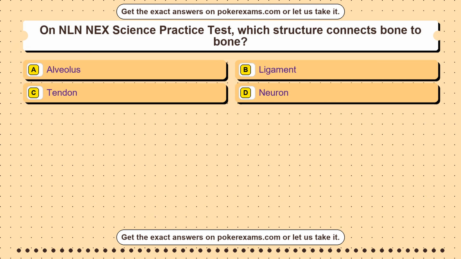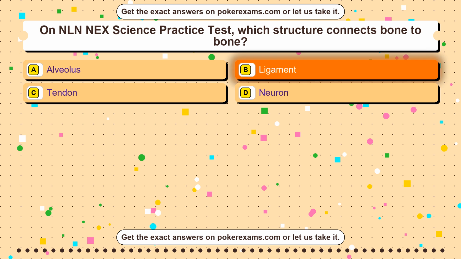Question 24. On GED RLA practice test, which map feature explains symbols? Option A, border. Option B, legend. Option C, scale only. Option D, compass only. The correct answer is option B.